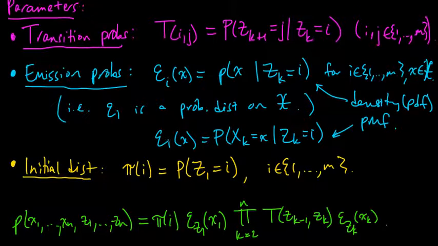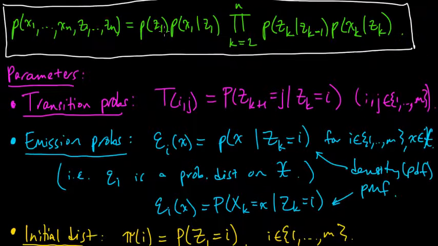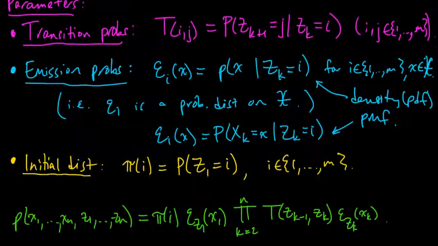So let's see, did we get that right? We got the initial distribution, the first emission, and the transitions from k minus 1 to k. Yep. So that's the joint distribution in terms of these parameters. Okay.